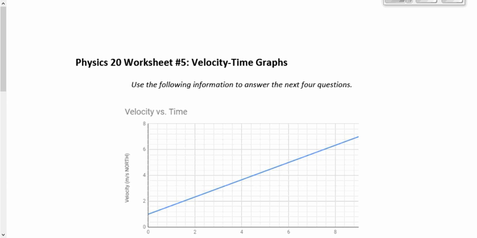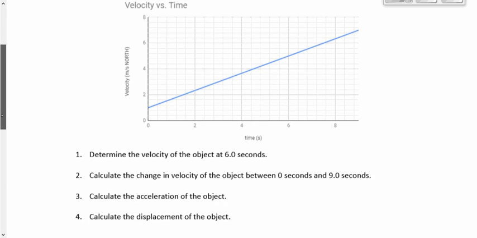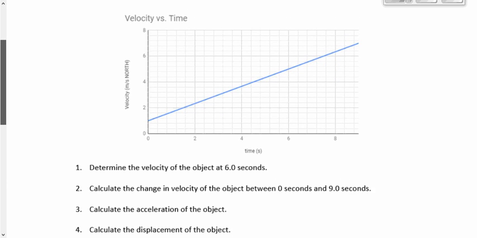Tuesday, worksheet number 5 on velocity time graphs, starting with question number 1. The velocity of the object at 6 seconds. This is like finding a position on a position time graph, right? If you want to find position on a position time, velocity on a velocity time, momentum on a momentum time, acceleration on an acceleration time, what do? Up and over, right? So at 6 seconds, we go up and over.